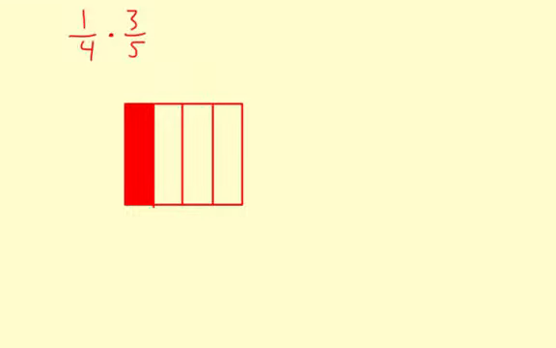Okay, so there's my 1/4. Now if I want to multiply it by 3/5, I have to take basically 3/5 of this red bar right here. So I'm going to have to divide it into fifths, something like that. And then I'm going to take 3 of them. So this is 1, 2, 3.